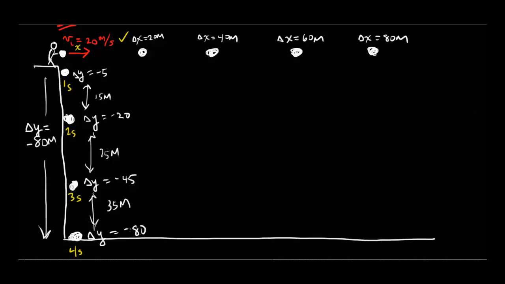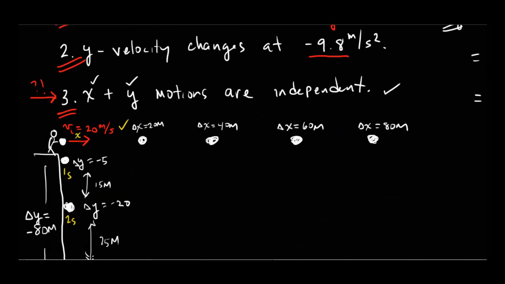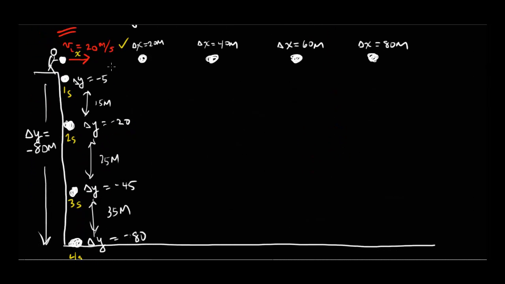And so what I've done now is I've treated the x and y independently. X velocity is constant, so I used the constant velocity equation. Y velocity changes, so I used an acceleration equation. And I was able to get this picture. So now, if I want to know how this projectile is going to move in the real world where there is gravity, then I just have to kind of match these up.